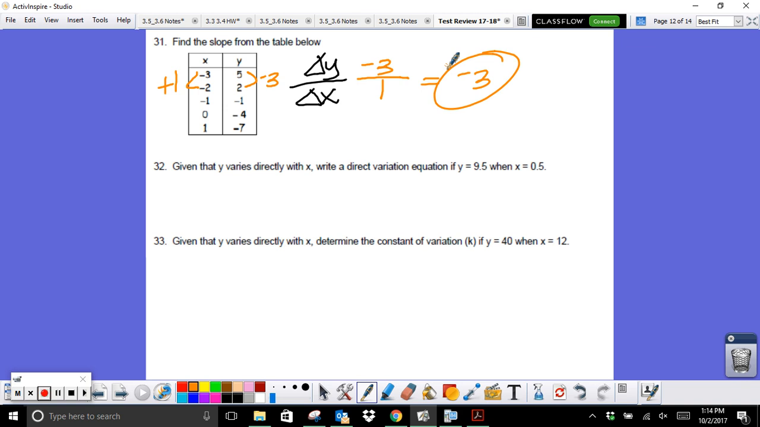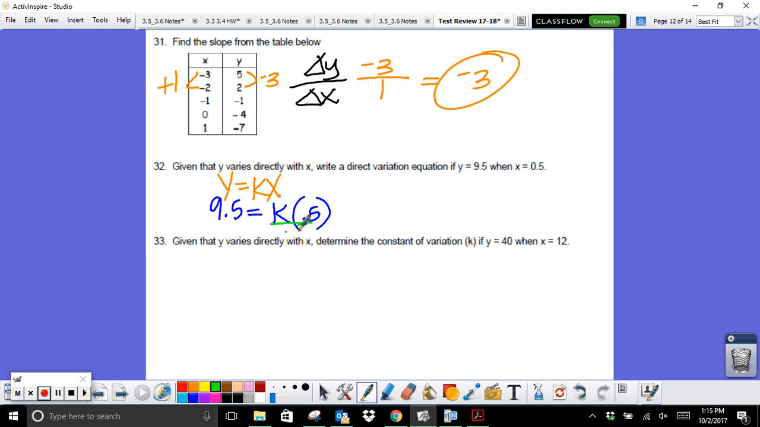Number 32. Given that y varies directly with x, write a direct variation equation if y equals 9.5 when x equals 0.5. So direct variation is y equals kx. You need to write that down every time you have a direct variation problem. They're telling me that y is 9.5. I don't know k, that's what I need to find, and x is 0.5.